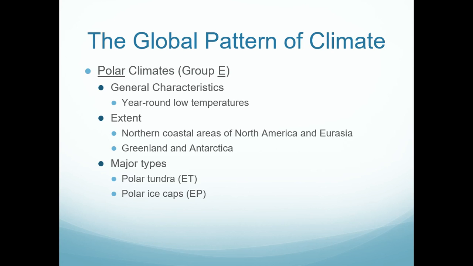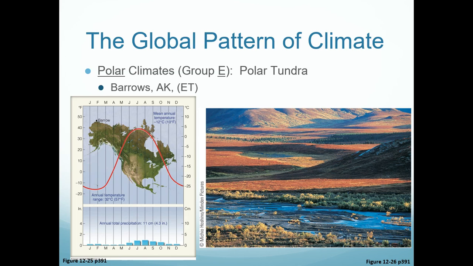And here we have two basic types. You have polar tundra, which would be ice most of the year, but once in a while in the summer you get a little bit of vegetation growing, which we call tundra. And you get your polar ice caps, which is ice all year round.